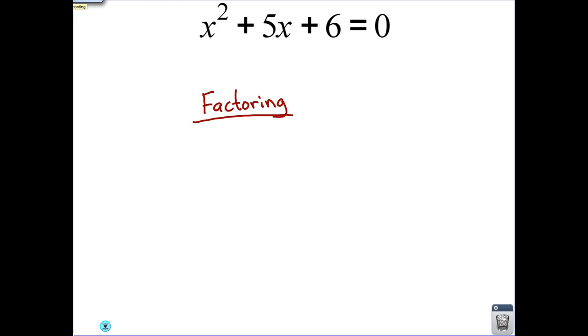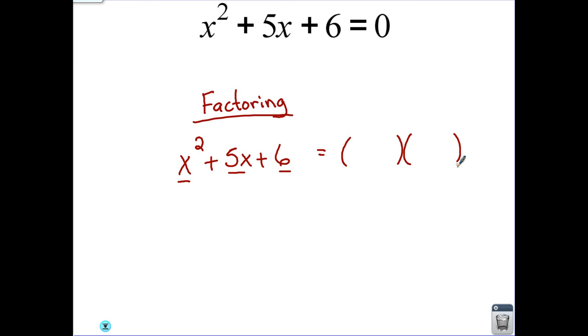Here's how you factor. This is what's called a quadratic trinomial: x squared plus 5x plus 6. The reason it's called a quadratic trinomial: first off, I told you what quadratic meant, second power. It's called a trinomial because it has 3 terms. A binomial has 2 terms. A monomial has 1 term. So this is a quadratic trinomial, and these are really easy to factor. Anytime you have a quadratic trinomial, it factors into the product of 2 binomials.